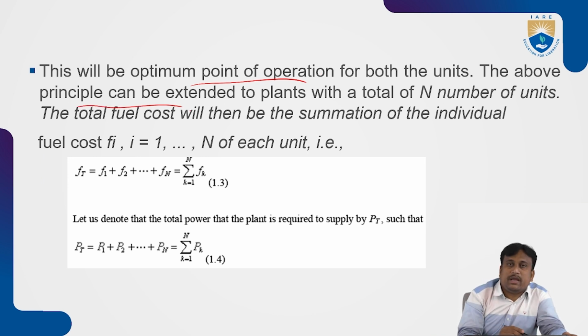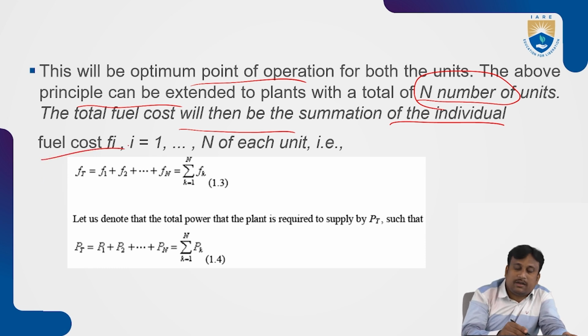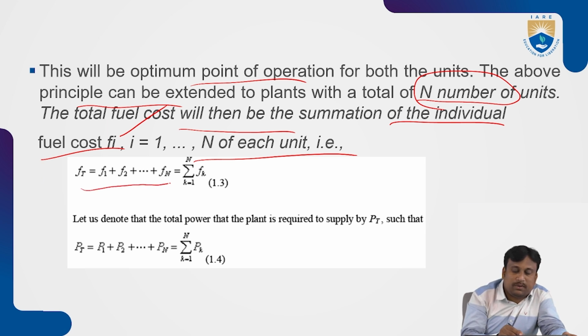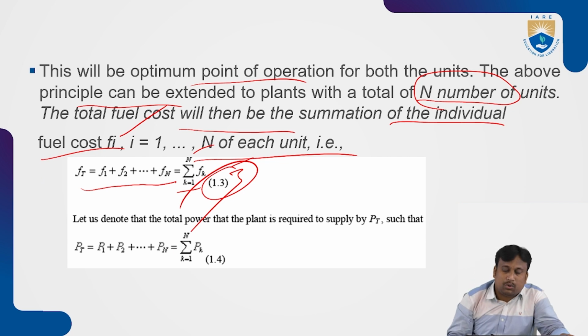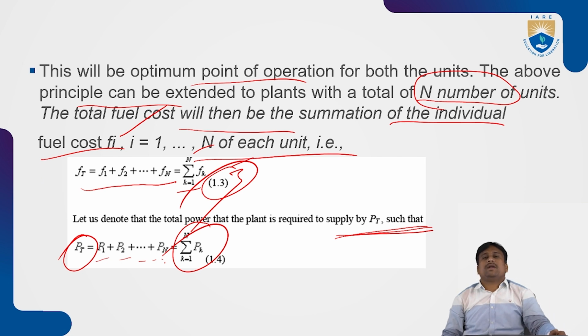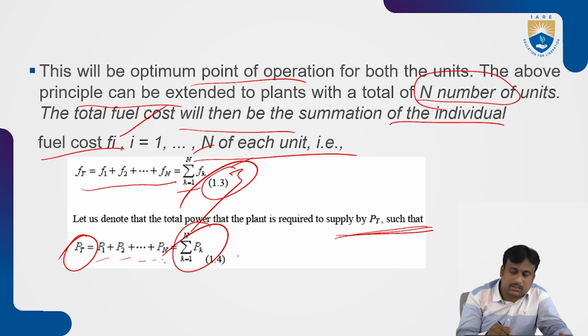So here the above principles can be extended to plants with a total of n number of units. The total fuel cost will be the summation of individual fuel costs, taken from i equals 1 up to n units. That is Ft equals F1 plus F2 plus so on up to Fn, which is the summation k equals 1 to n of Fk. This is equation 3. Now let us denote the total power that the plant is required to supply in a period as Pt, such that the total power becomes P1 plus P2 plus so on up to Pn, the summation k equals 1 to n of Pk. This is the fourth expression.